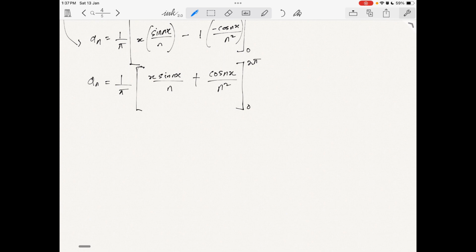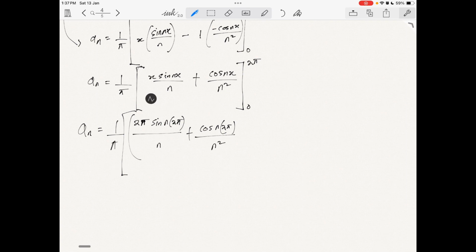And now we deal with the limits, starting with the upper limit. Wherever we see x, we put 2 pi over n, and wherever we see x again, we put 2 pi over n squared. And now onto the lower limit. Wherever we see x, we put 0, and wherever we see x, we put 0.